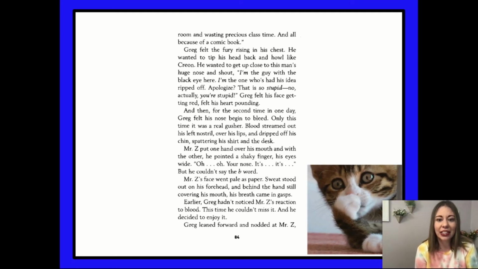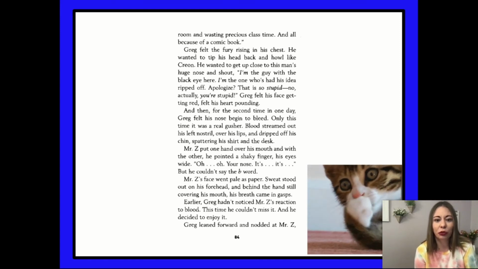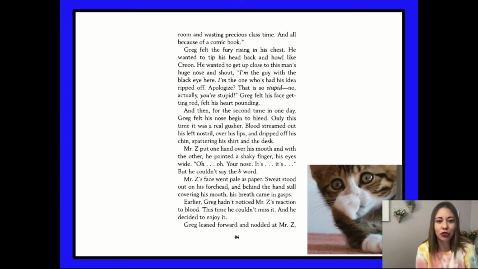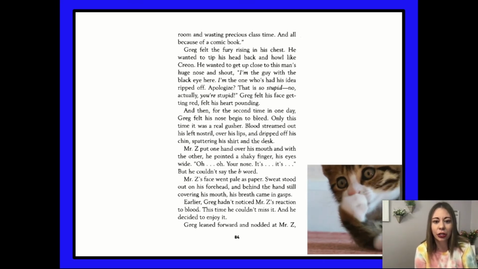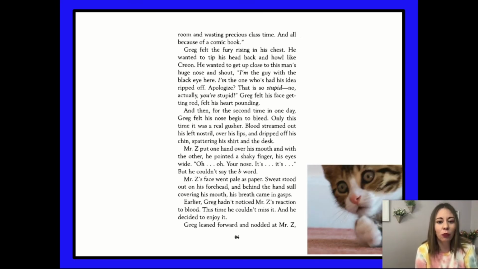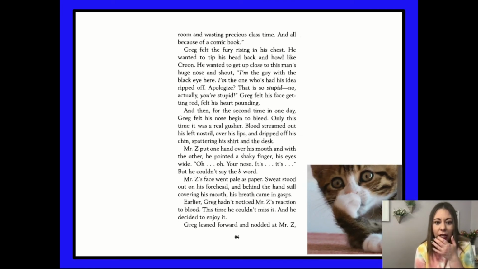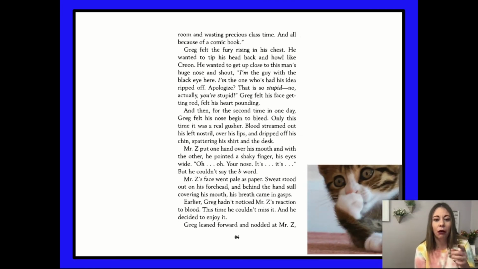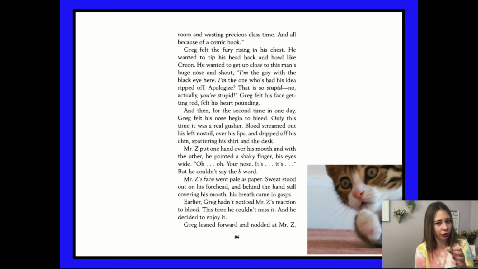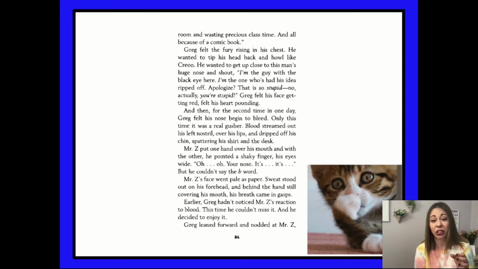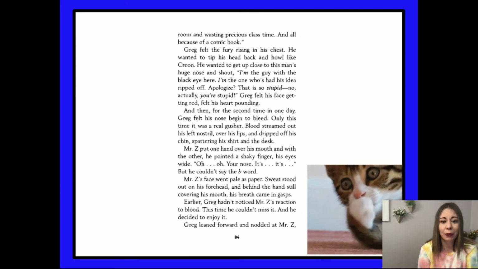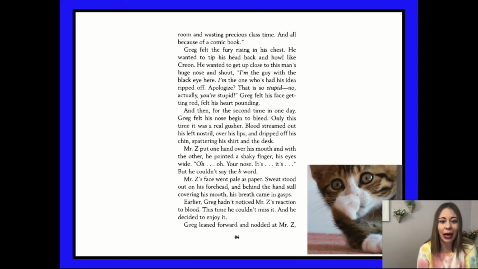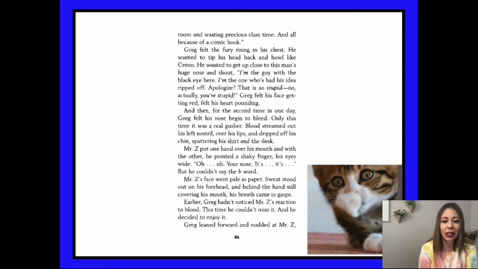And then for the second time in one day, Greg felt his nose begin to bleed. Only this time it was a real gusher. Blood streamed out his left nostril over his lips and dripped off his chin, splattering his shirt and the desk. Mr. Z put one hand over his mouth, and with the other, he pointed a shaky finger, his eyes wide. "Oh, your nose, it's..." but he couldn't say the B word. Mr. Z's face went pale as paper. Sweat stood out on his forehead, and behind his hand, still covering his mouth, his breath came in gasps.